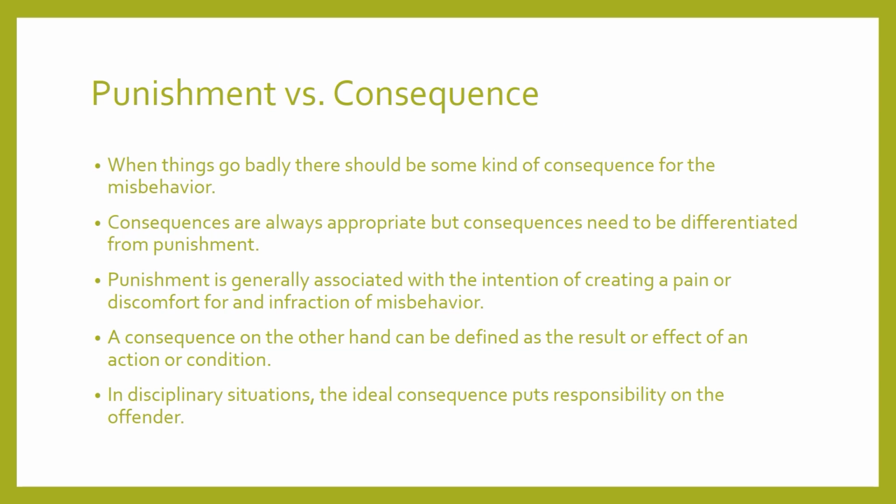When considering whether to levy a punishment versus a consequence, it is important to remember that when things go badly, there should be some kind of consequence for the misbehavior. Consequences are always appropriate, but consequences need to be differentiated from punishment. Punishment is generally associated with the intention of creating pain or discomfort for an infraction or misbehavior. A consequence, on the other hand, can be defined as the result or effect of an action or condition. In disciplinary situations, the ideal consequence puts responsibility on the offender.